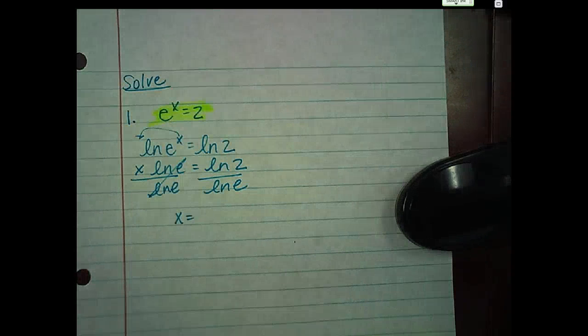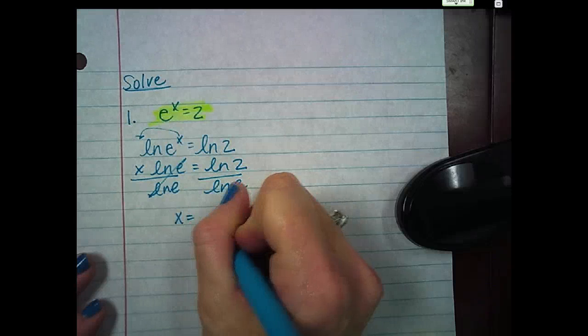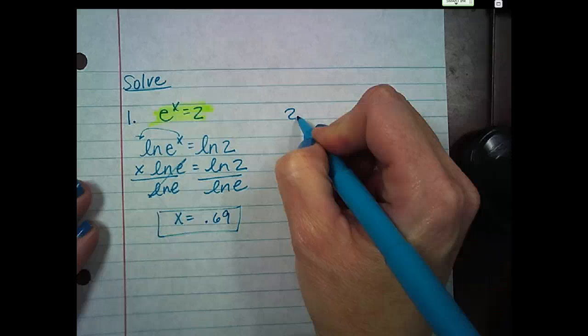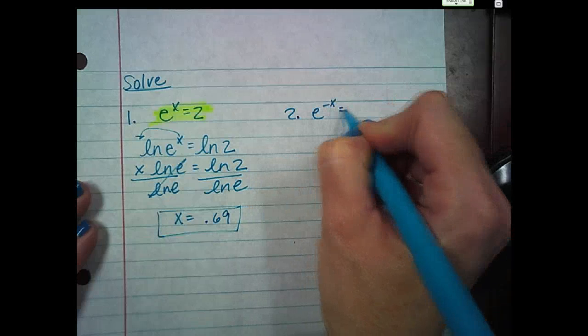Okay, so you end up with, what did we get? 1.69. Okay. Now, go to number 2. Try it again. Use your calculator so that you're understanding how.